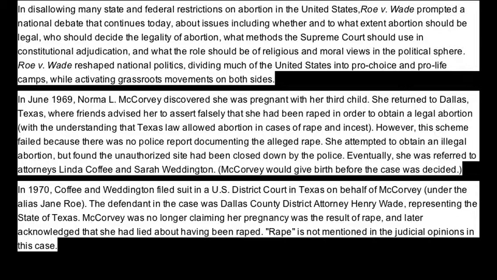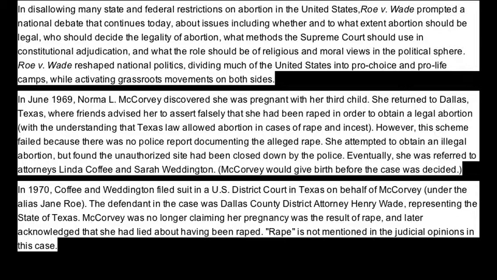In June 1969, Norma L. McCorvey discovered she was pregnant with her third child. She returned to Dallas, Texas, where friends advised her to assert falsely that she had been raped in order to obtain a legal abortion, with the understanding that Texas law allowed abortion in cases of rape and incest. However, this scheme failed because there was no police report documenting the alleged rape. She attempted to obtain an illegal abortion, but found the unauthorized site had been closed down by the police.